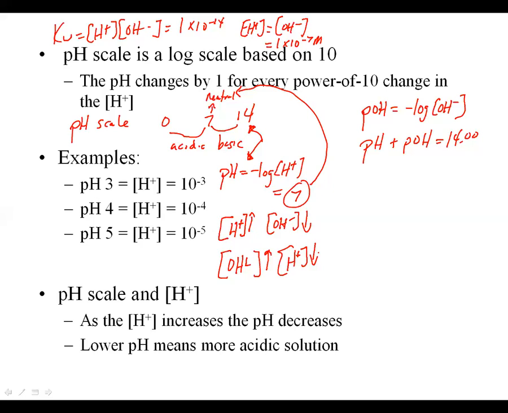So as I mentioned before, as the amount of H plus increases, we would expect a decrease in pH, and lower pH means it is acidic. Remember, as we move from 7 towards 0, it becomes more acidic. As we go from 7 to 14, it becomes more basic in terms of the pH scale. Any questions on any of that stuff there?